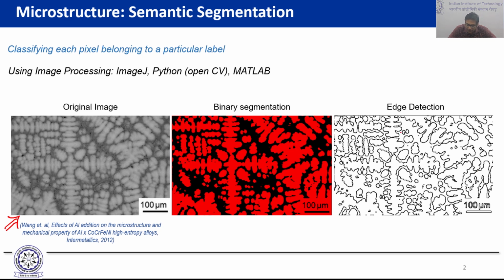And then after that, with the help of semantic segmentation, one is able to detect the edges in the microstructure. So what you can see over here is that you can actually start detecting the boundaries of the dendrites very clearly in the microstructure. Okay, so this is basically what is happening with semantic segmentation, and one can use a variety of image processing tools in this workflow.